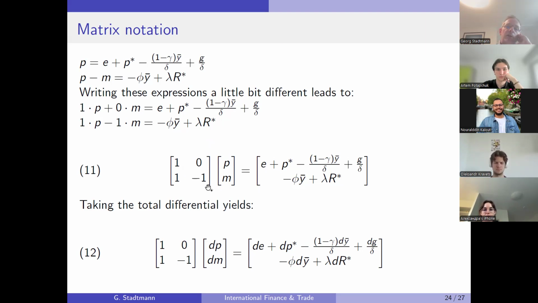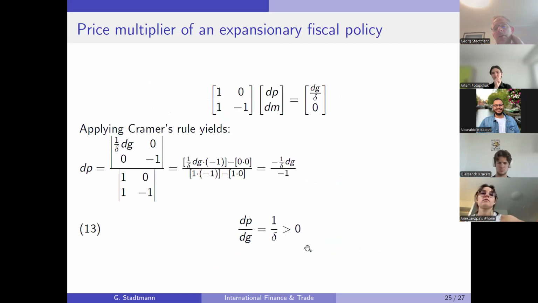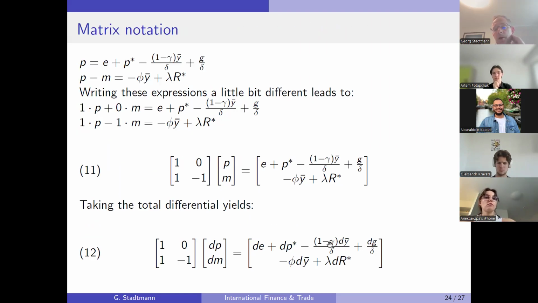And then we write the total differential. We take the total differential of equation 11, arrive at equation 12. So we are writing a d in front of each variable. Also on the right-hand side, we are writing a d in front of the variable y, but not in front of the Greek parameters. So all the parameters are denoted by Greek letters. So it's very easy to see here that we are assuming that the Greek parameters are constant. There is no d in front of the Greek parameters, but we have a d in front of the variables.